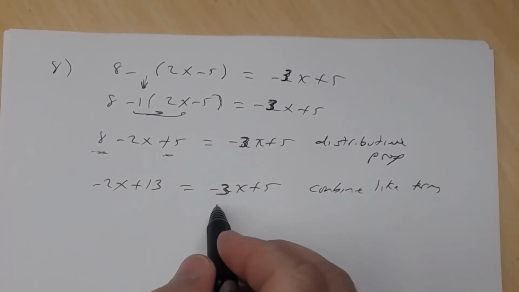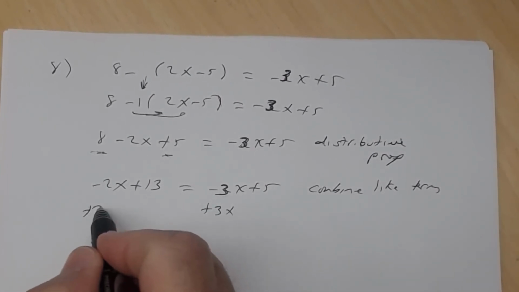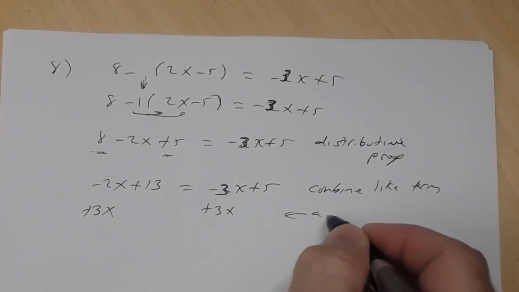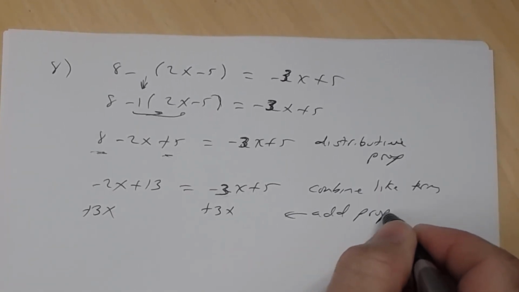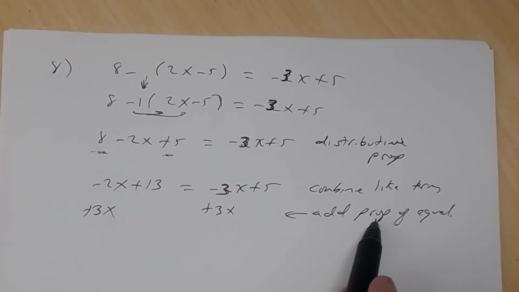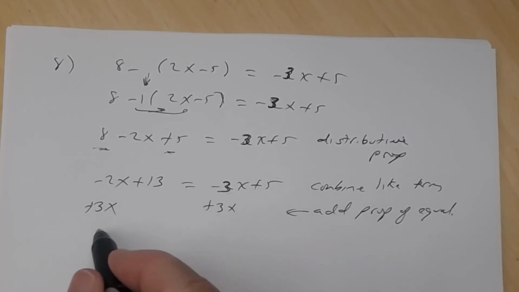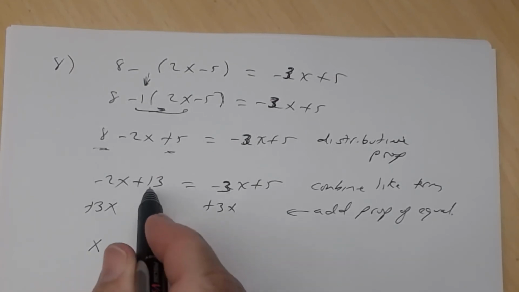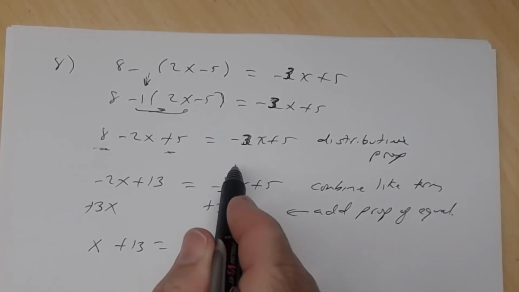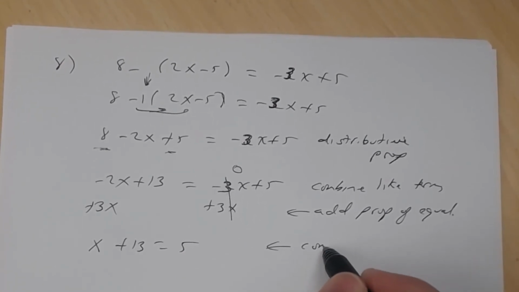Okay, so let's go ahead and bring the variables to the left. So I'm going to add 3x to both sides, just like this. So that's the addition property of equality. Okay, now once you do the addition property of equality, remember you're going to combine like terms again. So negative 2x and a positive 3x is a positive x. So x plus 13 equal, negative 3x and a positive 3x is 0. 0 plus 5 is 5. So that was combine like terms.